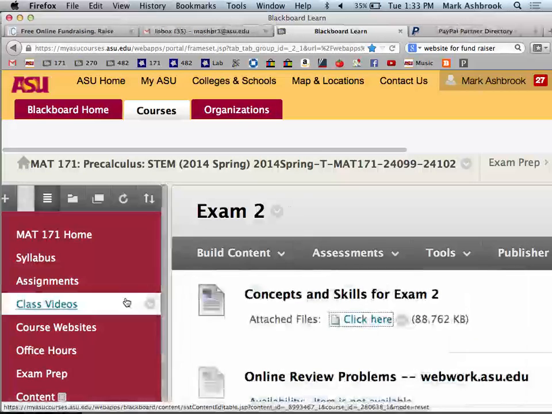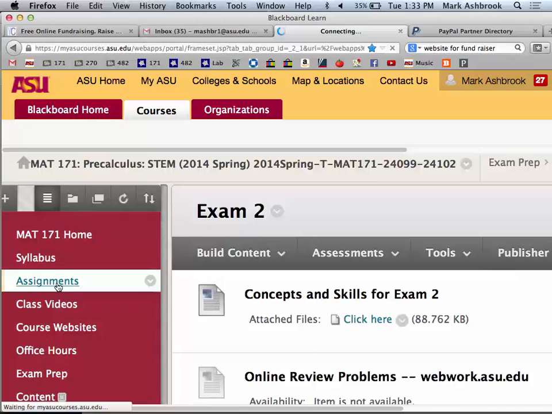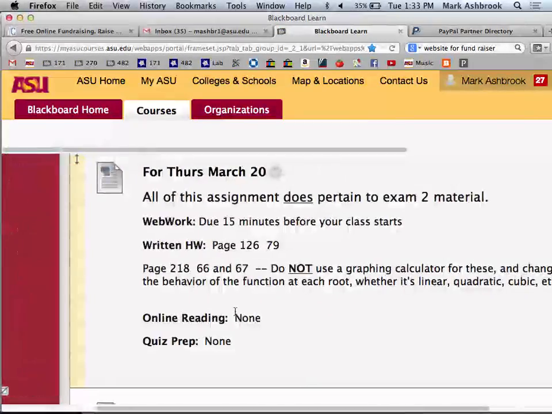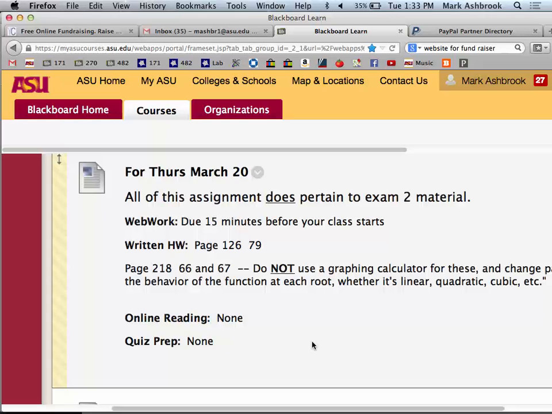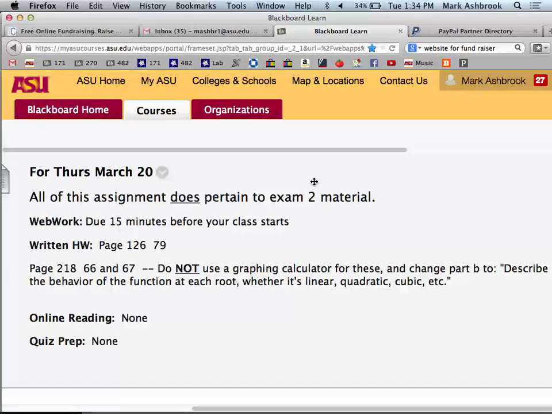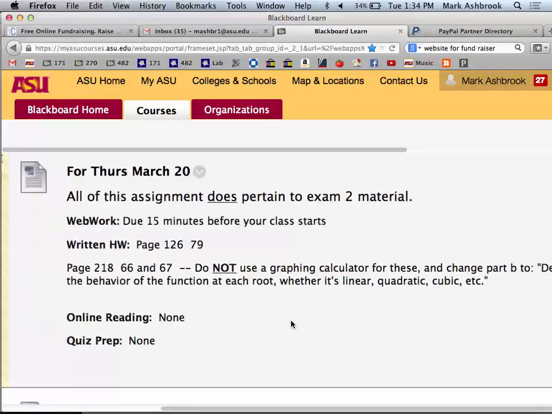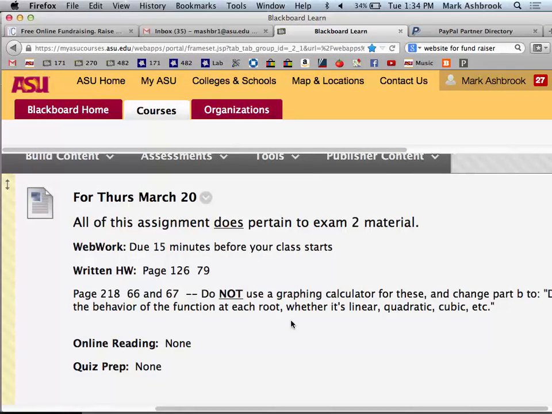All right, and then for Thursday, March 20th, you have an assignment, all of which is material for the exam. It's a WebWork shorter than average, and then 3 written homework problems. So this stuff is all covered on the exam. Please make note of problems 66 and 67: if you want the full benefit of doing those problems, you won't use your graphing calculator. And then change part B based on what we do today. You'll see. In part B, you just change the wording there to what I have. It's the same idea, though.